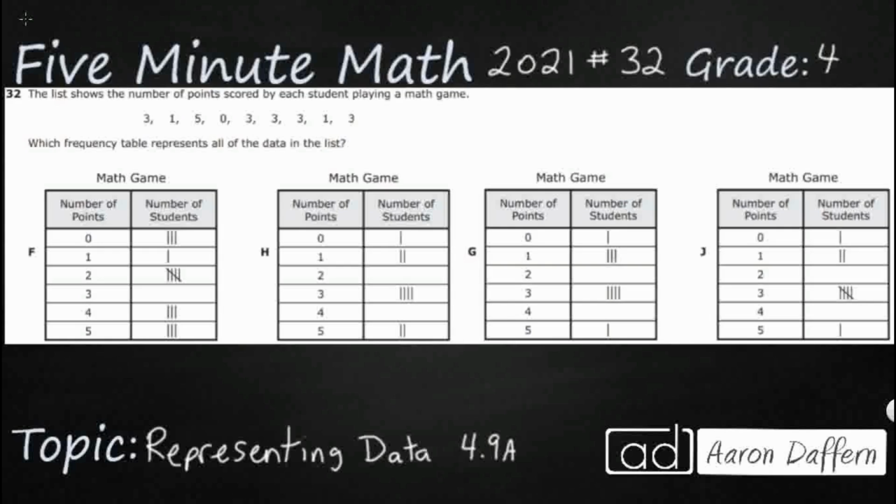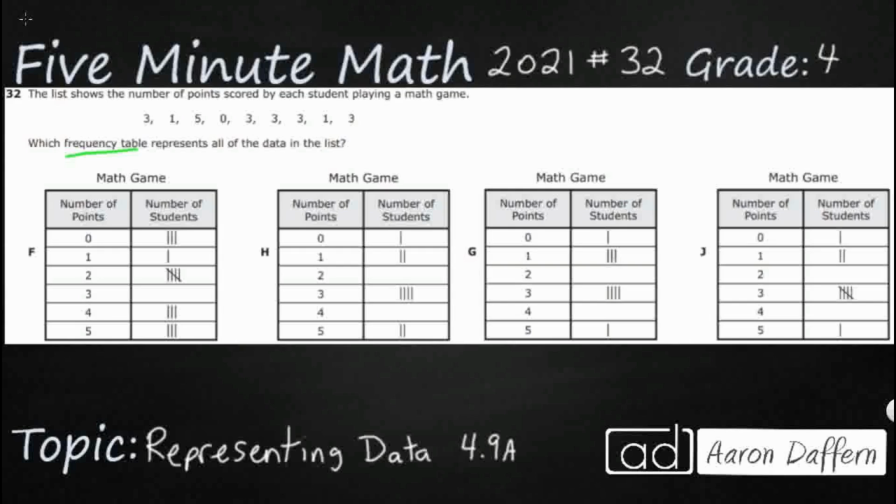So we have a list that shows the number of points scored by each student playing a math game, and then we need to match that up with a frequency table that represents all the data in the list. You might be thinking, all right, what's the trick? Well, there's actually not much of a trick to this question.